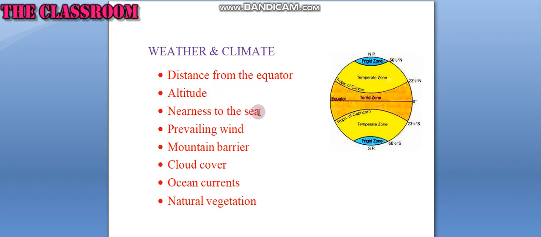Nearness to the sea. The wind changes the climate of the place based on from where they blow. Mountain barriers. The location of the mountains influences the climate of a place. Cloud cover. Clouds reflect a large amount of radiation from the sun. Ocean currents. The warm ocean currents raise the temperature of the near coastal areas. Natural vegetation. The trees release water vapor into the air and make it cool.